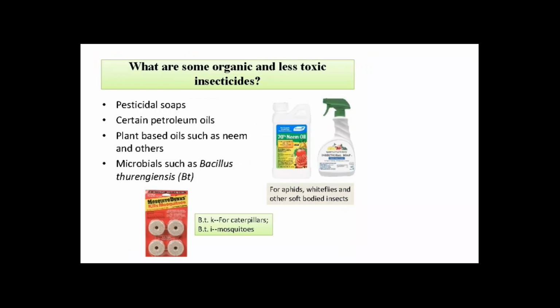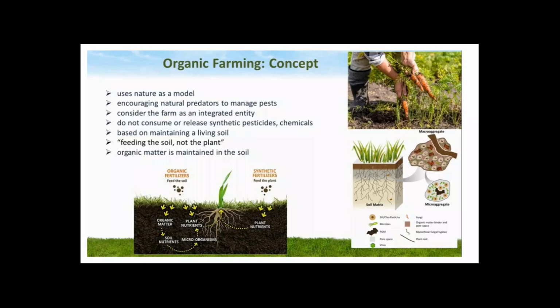Some organic and less toxic insecticides can be used first. So you can use pesticidal soaps, certain petroleum oils, and plant-based oils such as neem and microbials. You can have some less toxic insecticides and use these first.